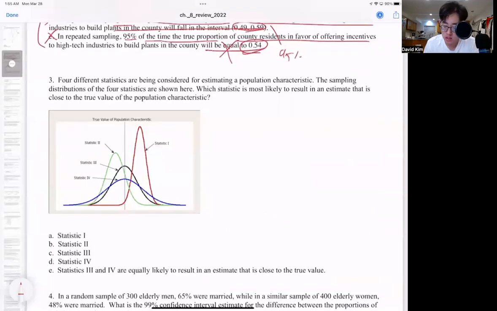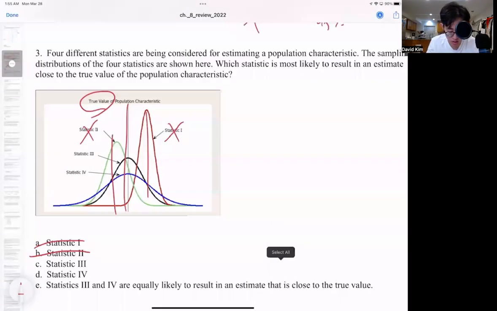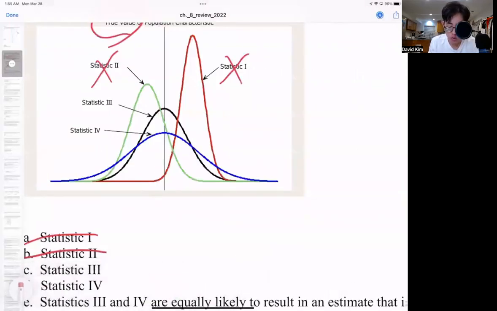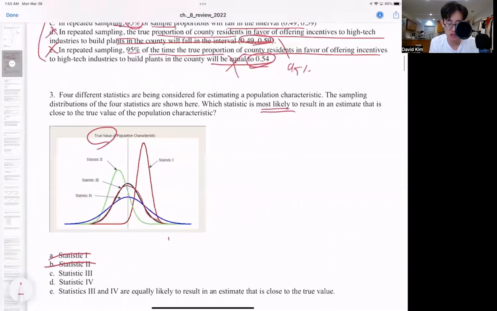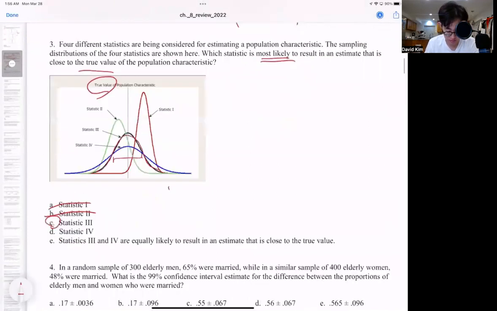Number 3, which statistic is most likely to result in an estimate that is close to the true value of the population characteristic? Okay, so honestly, you can see that statistics 1 and 2 are kind of biased. The true mean is not actually at the center, which is the true value. Now, between statistics 3 and 4, what you want to pick is the one with the narrower width, because it says which statistic is most likely to result in an estimate that is close to the value. Because our width is small, that means our margin of error will be smaller. So therefore, I believe statistic 3 should be the correct answer for number 3.